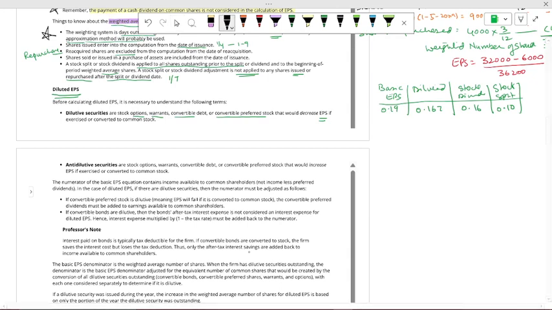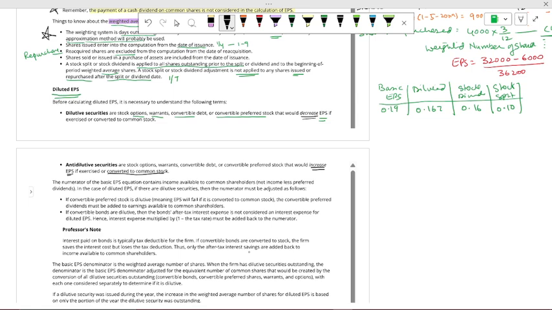Anti-dilutive securities are there. Dilutive securities: if you are exercising the options, automatically the number of shares will increase and the EPS will decrease. What is anti-dilutive? Stock options, warrants and convertibles that would increase EPS if exercised or converted to common stock. If exercised or converted to common, it will increase EPS. How will it increase EPS?